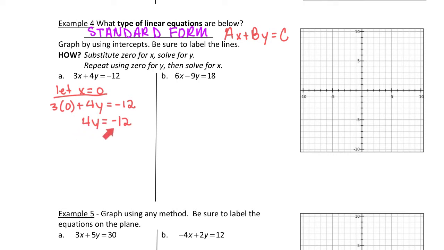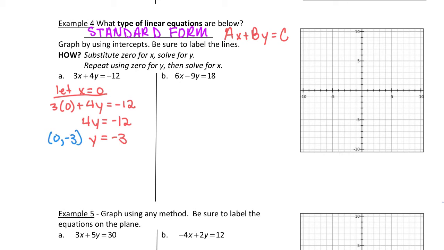And you can see I've got my 4y equals -12. This just goes away because it's 0. Divide by 4 into both sides. I get y equals -3. When I write that as an ordered pair, remember I let my x value equal 0, and my y value now we can see is -3.